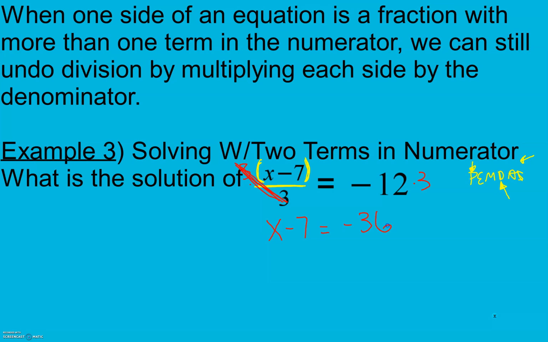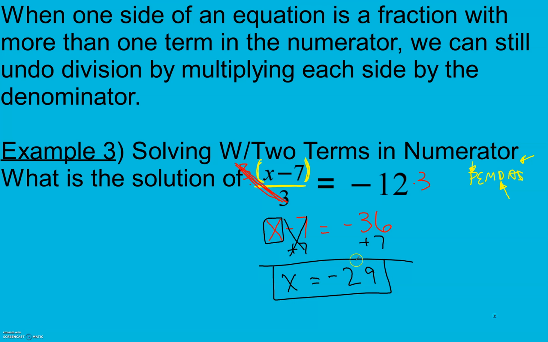Here I get negative 36. Now that I only have x minus 7, okay, I've solved for those parentheses, I can go ahead and get my 7 on the other side by adding to undo my subtraction. My variable is being subtracted, I get rid of it by adding, and I get negative 29. If we plug it back in to check, negative 29 minus 7 is negative 36 divided by 3 gives me negative 12.